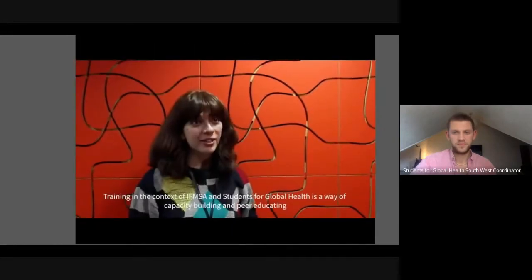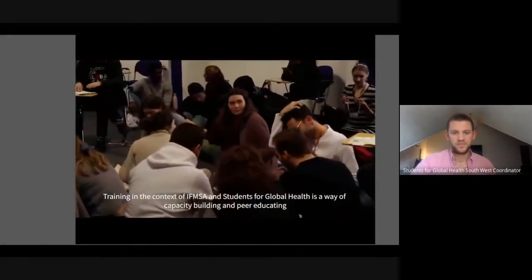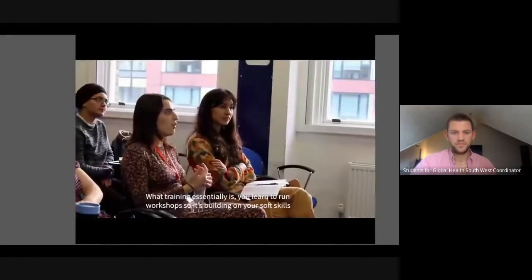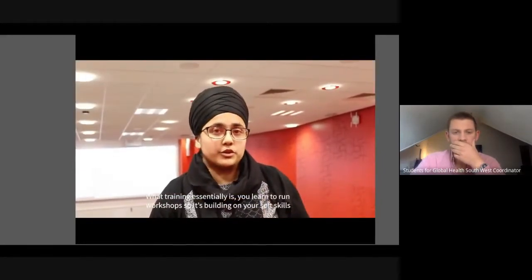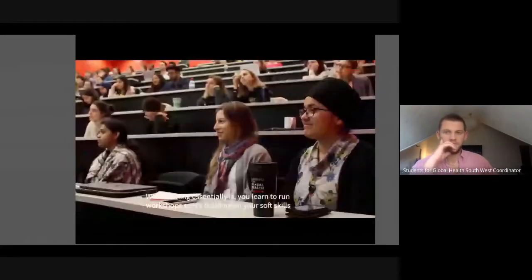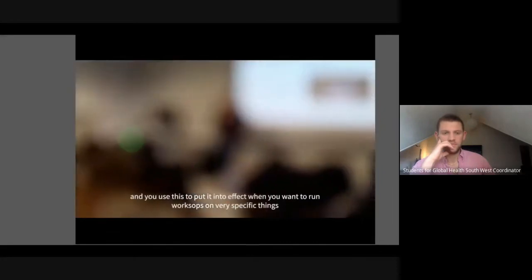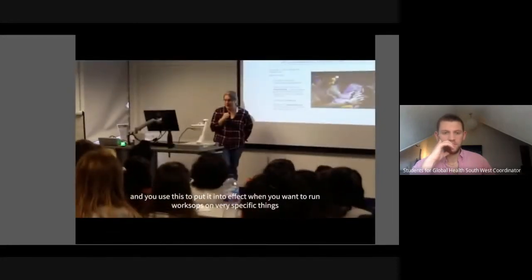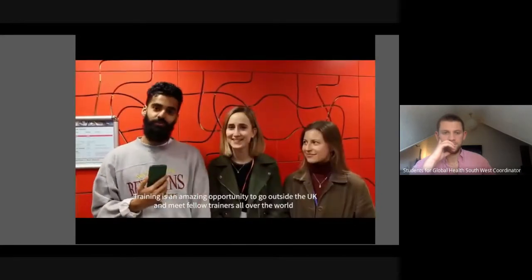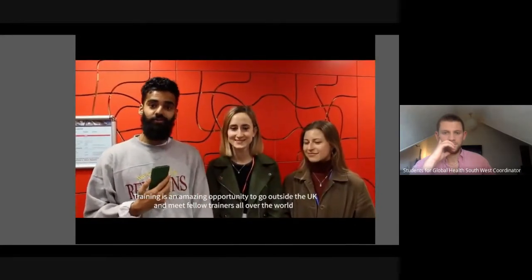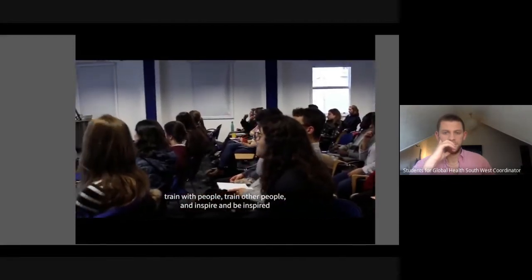So training in the context of IFMSA and Students for Global Health is a way of capacity building and peer educating. So what training essentially is, it's you learn to run workshops. So it's building on your soft skills, whether this is how to deal with conflict management, how to actually plan a workshop, and you use this to put it into effect when you want to run workshops on very specific things. Training is an amazing opportunity to go outside the UK, meet fellow trainers all over the world, train with people, train other people, and inspire and be inspired.